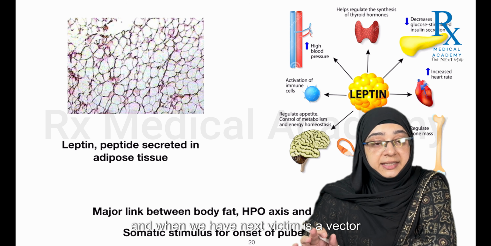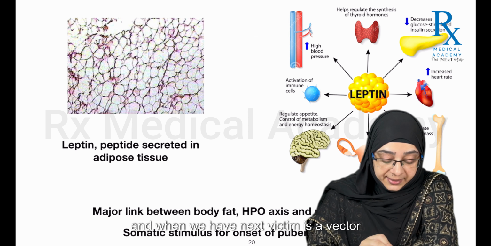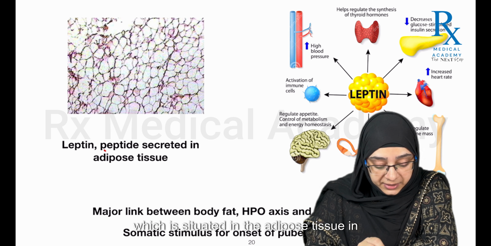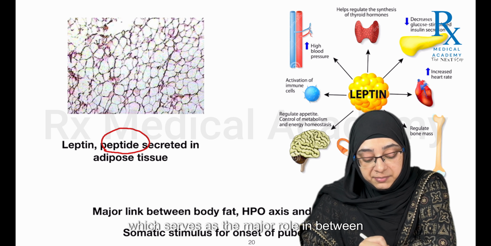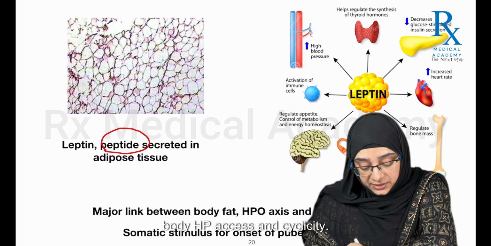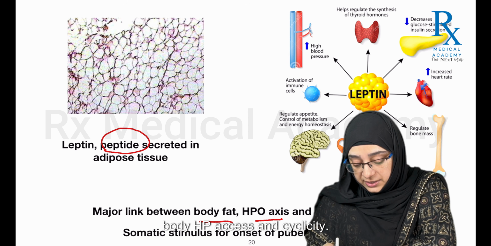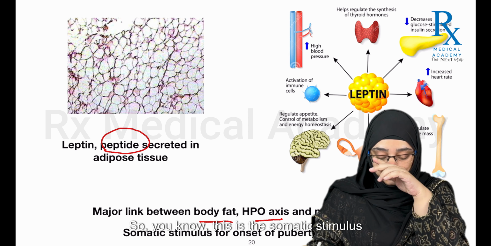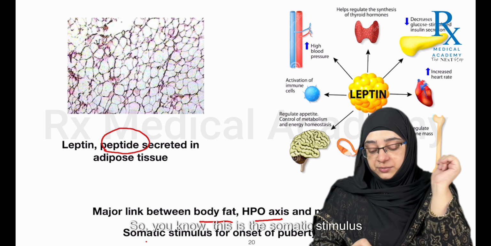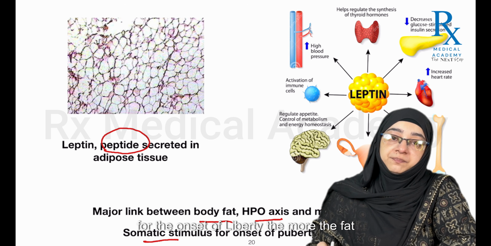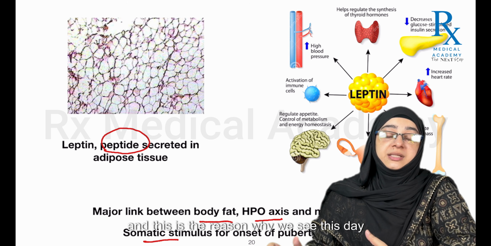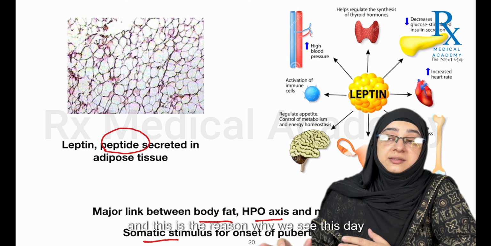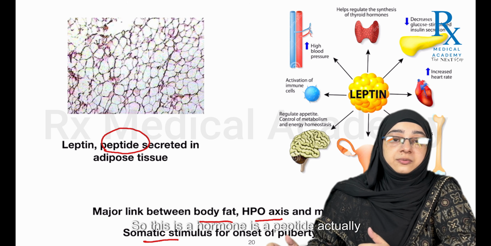And then we have leptin. Now what is leptin? Leptin is a peptide which is secreted in the adipose tissue, and this serves as the major link between body fat, HPO axis, and menstrual cyclicity. So this is the somatic stimulus for the onset of puberty. The more the fat, the more the leptin, the earlier the puberty, and this is the reason why we see these days the age of puberty is coming down.